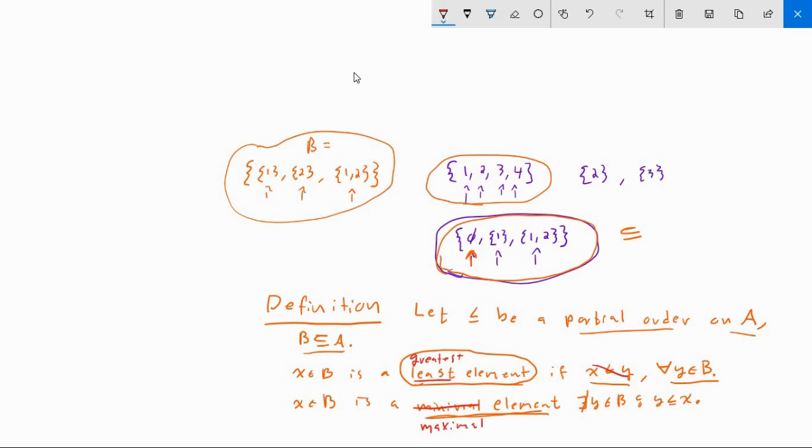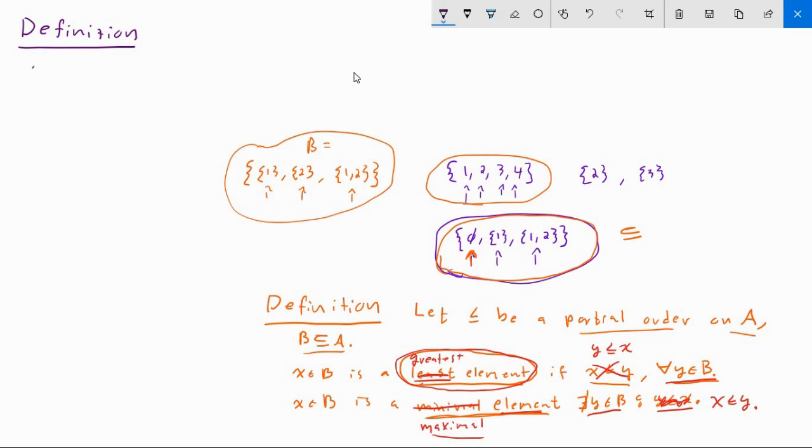So instead of having x less than or equal to y, it would be y being less than or equal to x for all y in B. And instead of there not existing a y such that y is less than or equal to b, it would be that there does not exist a y such that x is less than or equal to y. So there's a corresponding definition for maximal elements, and the same thing happens. A greatest element is unique in its position and requires that it be comparable with all the other elements of B. Meanwhile, we can have several different examples of maximal elements.